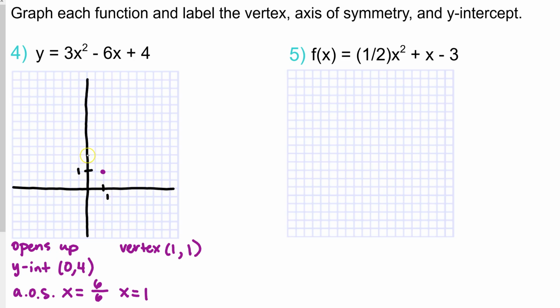Plot my y-intercept (0, 4). Reflect that across the axis of symmetry. We could put that axis of symmetry in here. So if we reflect the point (0, 4) across, we get the point (2, 4).